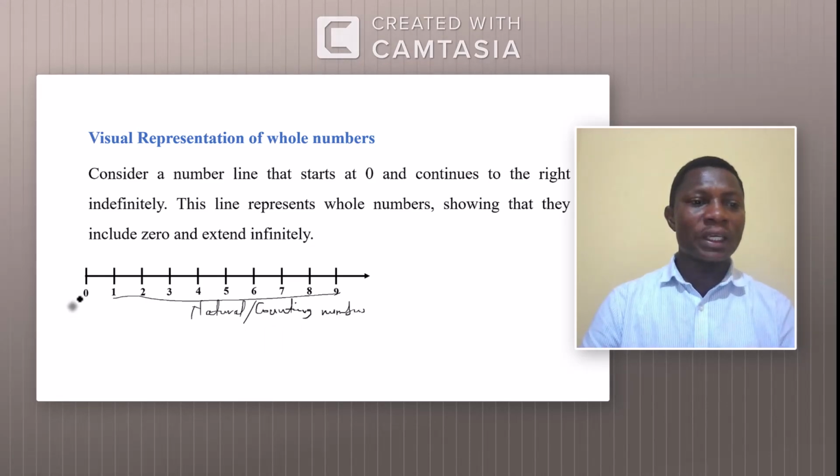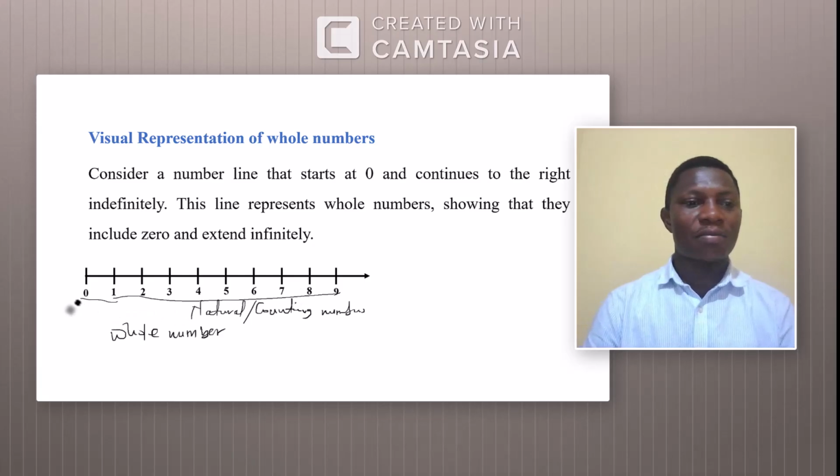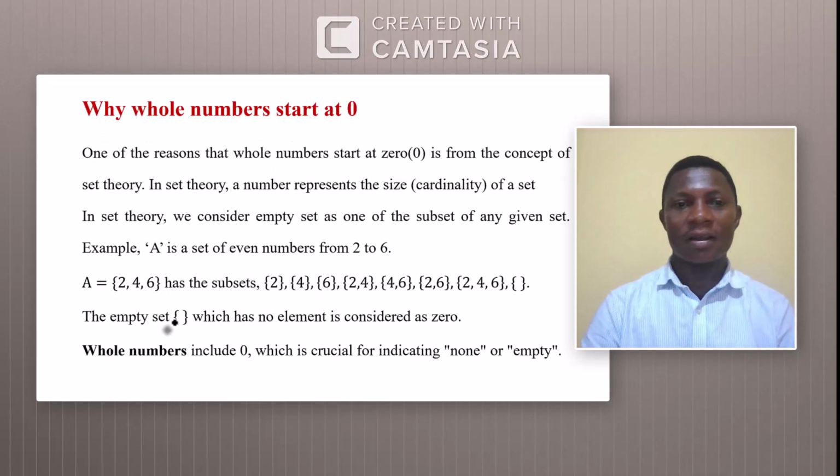Then the moment we include 0, they become what? Whole numbers. So we defined whole numbers as natural numbers plus 0. Then that will be our whole numbers.